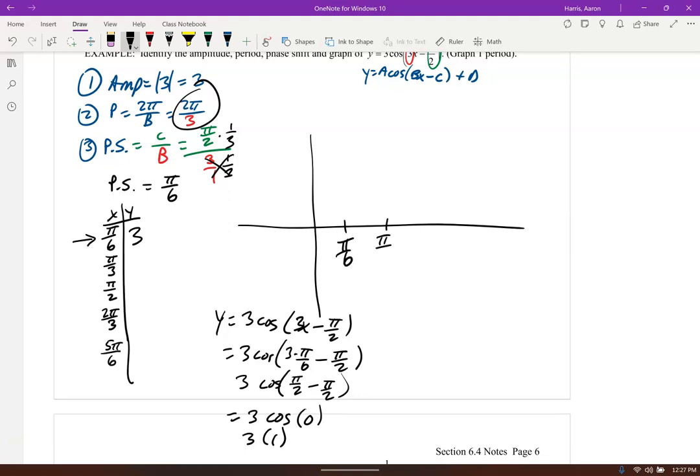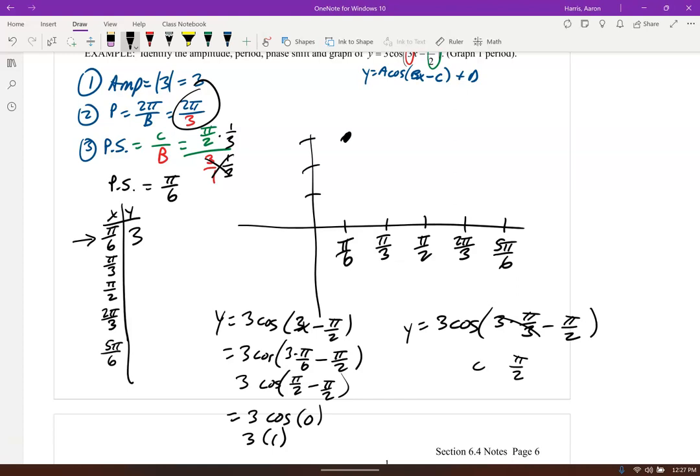Let me keep going. Pi thirds, 2 pi thirds, 5 pi sixths. All right, at pi sixths we got 3. Okay, here's our start of this thing. I'm going to throw in pi thirds now. So 3 times pi thirds minus pi halves. So I got 3 pi thirds, which is pi. Pi minus pi over 2. Well, that's 2 pi over 2 minus pi over 2. That's just pi over 2. So the cosine of pi over 2 is 0. 3 times 0 is 0. So we get pi thirds, 0.